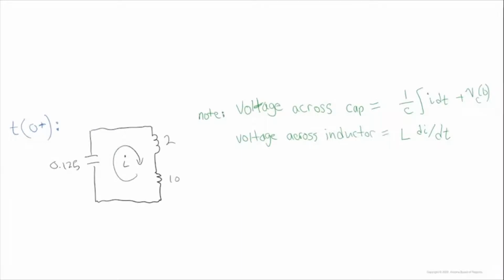Now we will draw the circuit after the switch is flipped. We have a single loop, so we will set up a KVL equation. At this point, we will need to remember the equations for voltage across a capacitor and an inductor. These are good equations to have written down on an equation sheet of your own.